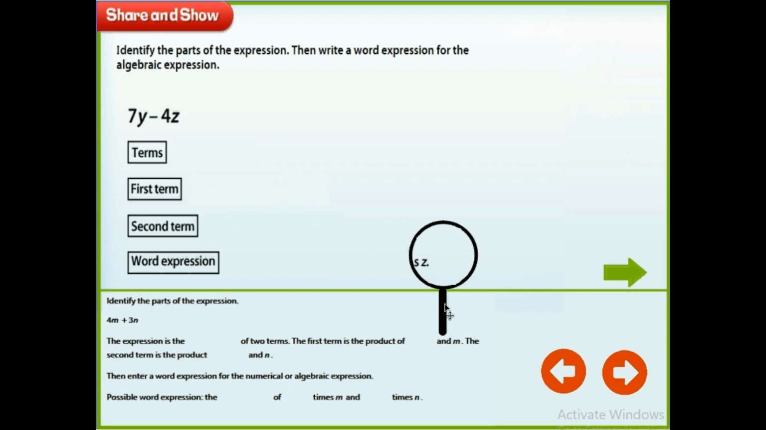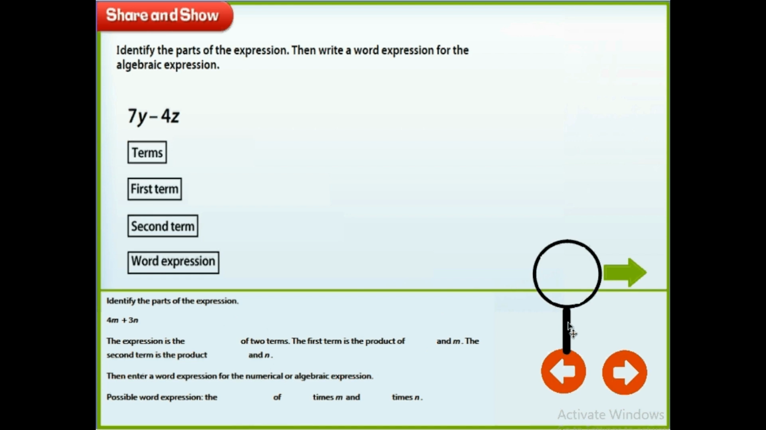Identify the parts of the expression 4m plus 3n. The expression is the sum of two terms. The first term is the product of 4 and m. The second term is the product of 3 and n.